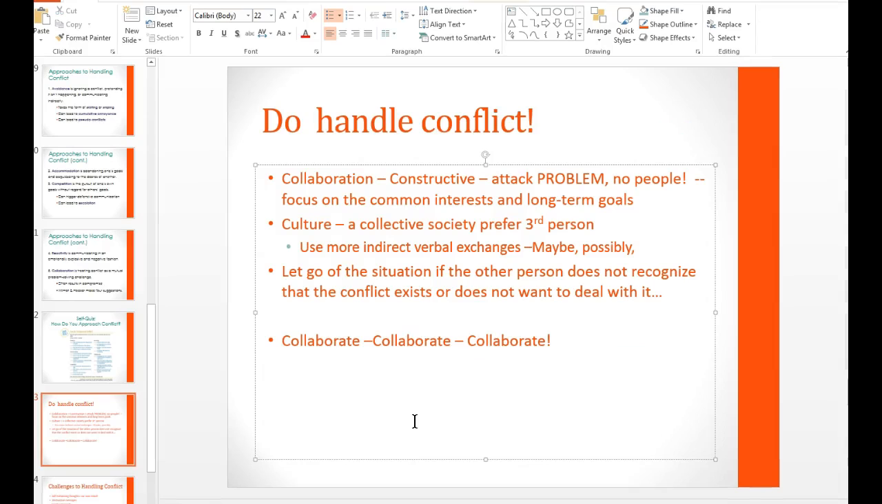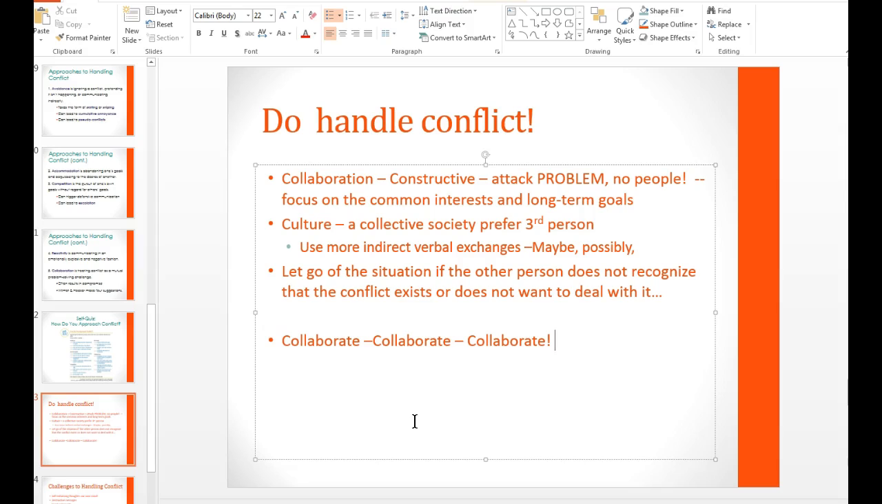Do handle conflict. Collaborate. Be constructive. Attack the problem, not people. Focus on the common interests and long-term goals. Remember, in a collective society, people prefer that third person, especially like "it broke" instead of "John broke it." Try to use some of that language.